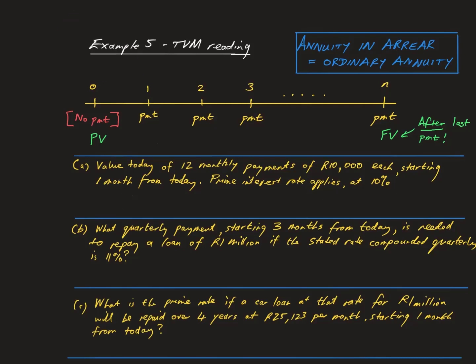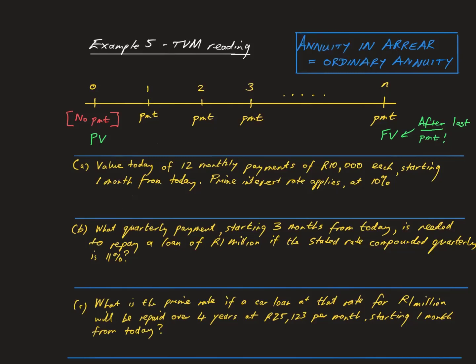At the other end of the timeline, and this is not as well understood in my experience as an educator over many years in this topic, the future value of that particular cash flow stream is calculated at time n, which is the last of the dates on which a cash flow occurs, and it is calculated after the final cash flow has happened.